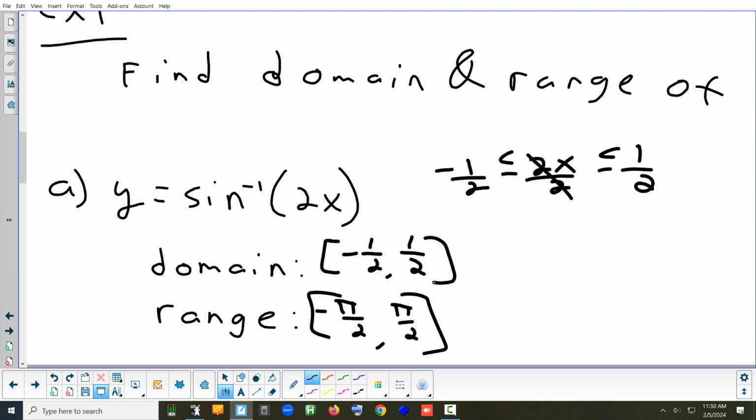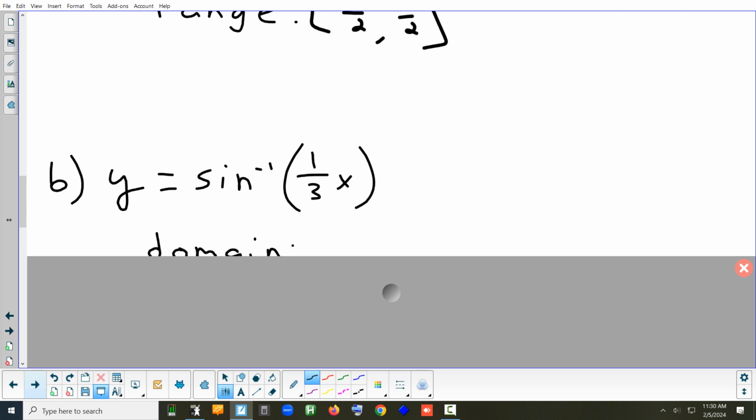I think I was focused on tangent. Yeah, we'll do one with tangent, because tangent's the one that has an infinity thing. Sorry.